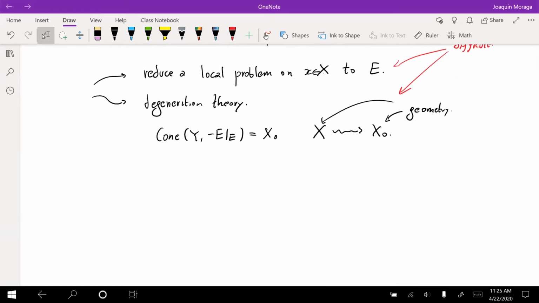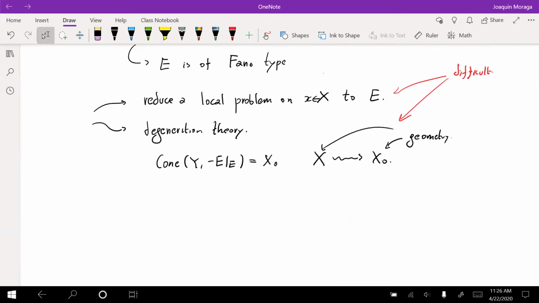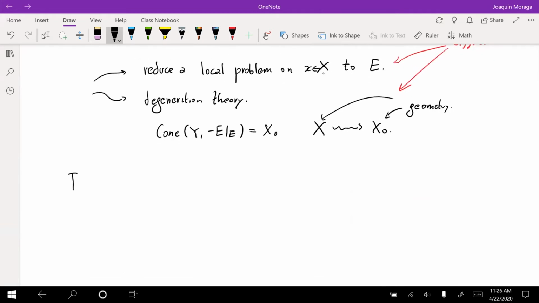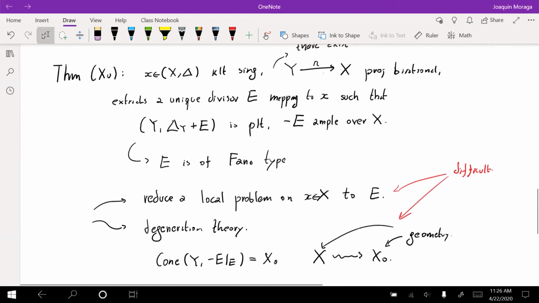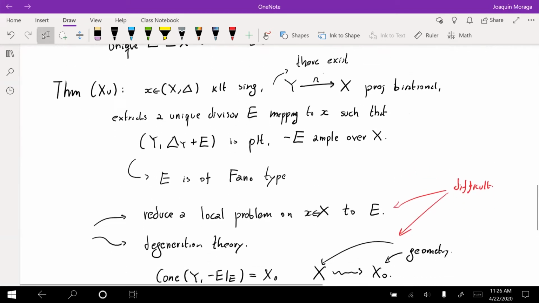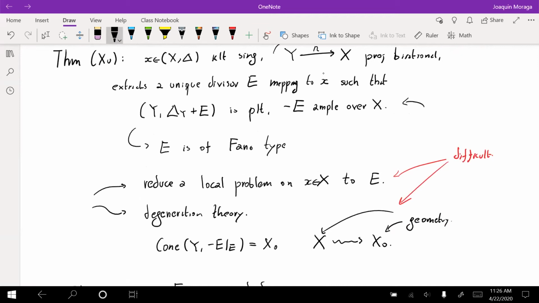So this brings me to a second approach to try to understand what a possible local volume could be. So this, again, is a theorem from, I think, 2018, which is the following. Fix epsilon positive and delta positive. Okay, sorry, before stating the theorem, I will do a refinement of the definition of PLT blow-up. So this object that we have here is what people call a PLT blow-up of the singularity.